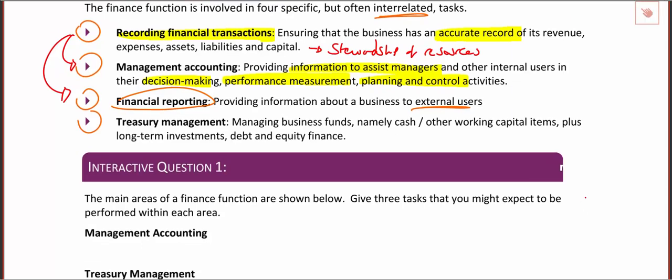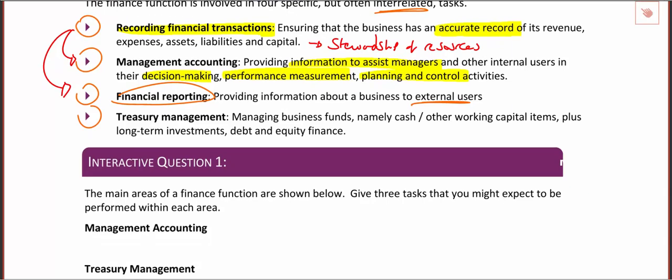Finally, then we've got treasury management. So thinking about how we manage our cash. So considering our long-term investments, the balance between our debt and our equity finance, which is something we're going to look at in more detail in a later chapter. But treasury is all about looking after our cash, really.